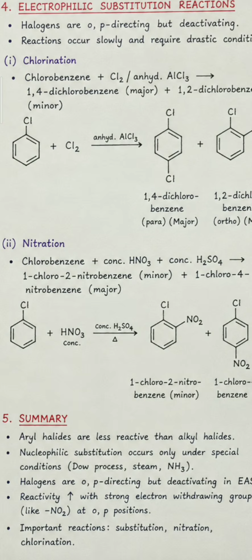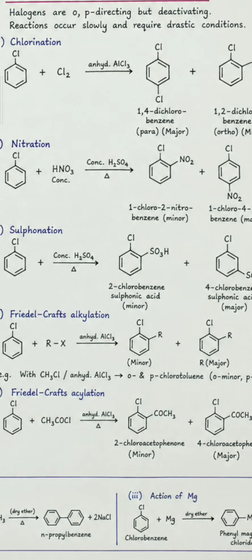Halogens are ortho and para directing but deactivating. Group reactivity increases with a strong electron withdrawing group like NO2 at ortho and para position. Substitution, nitration and chlorination are the important reactions. Next one is Friedel-Crafts alkylation.